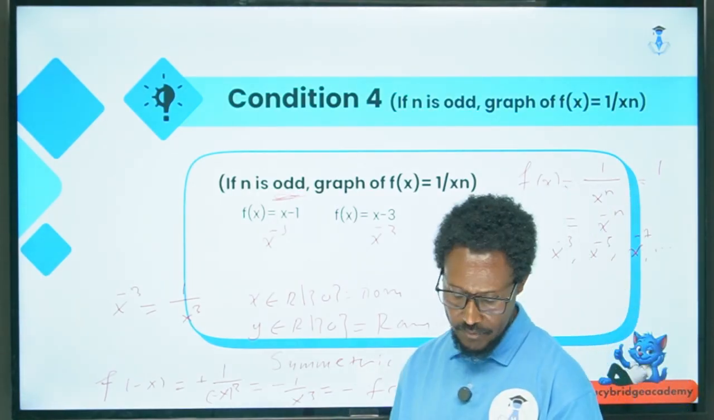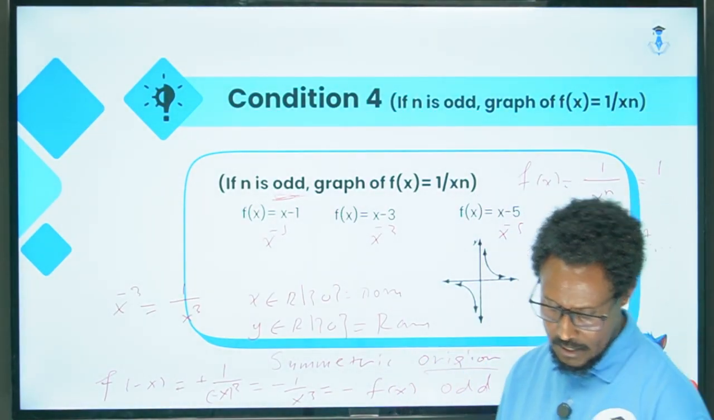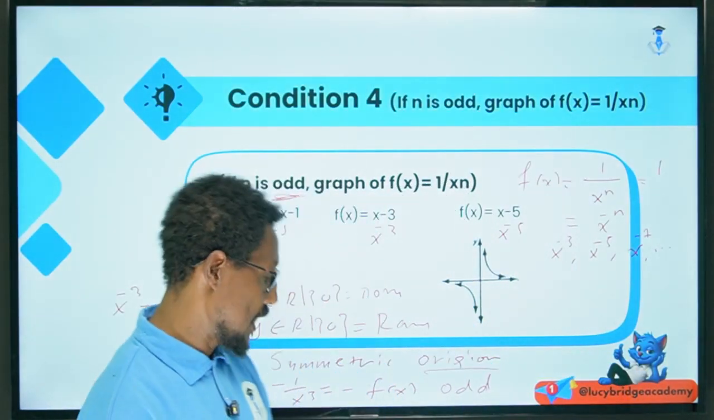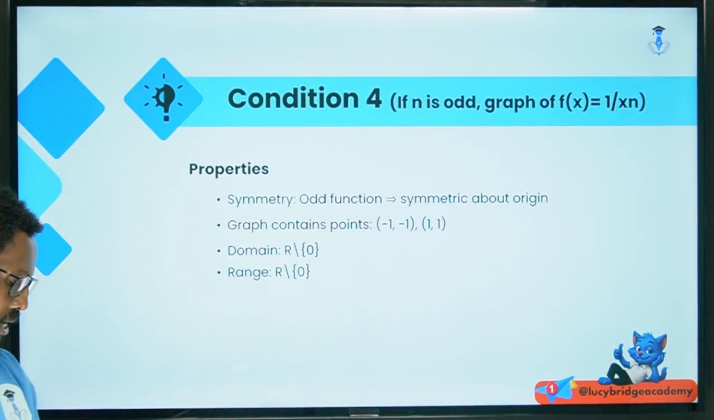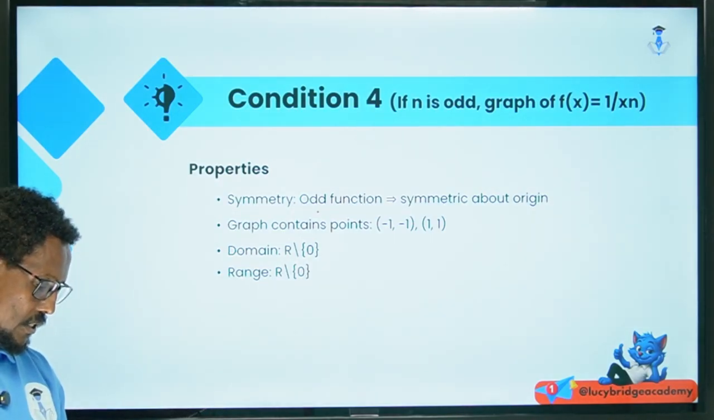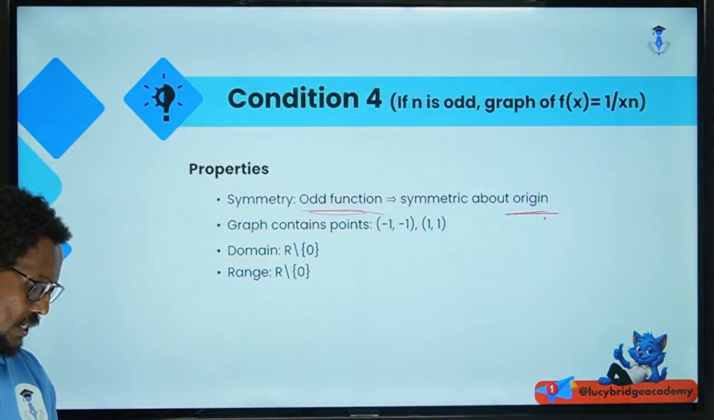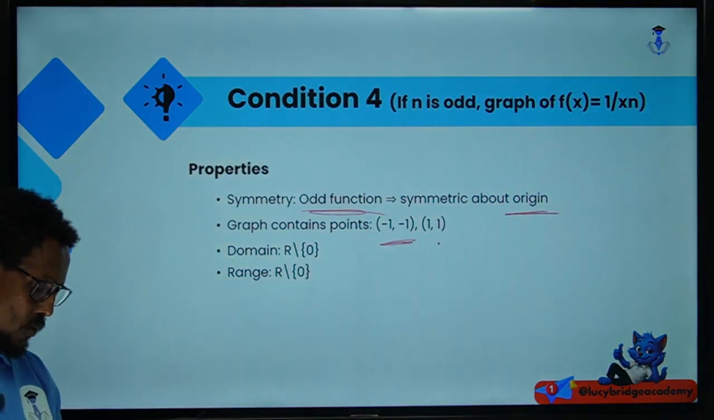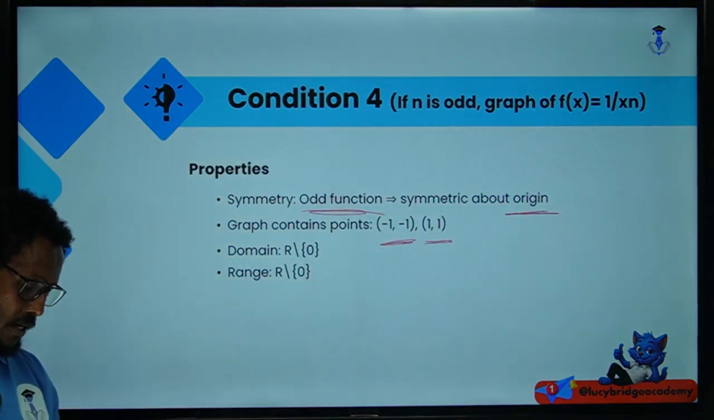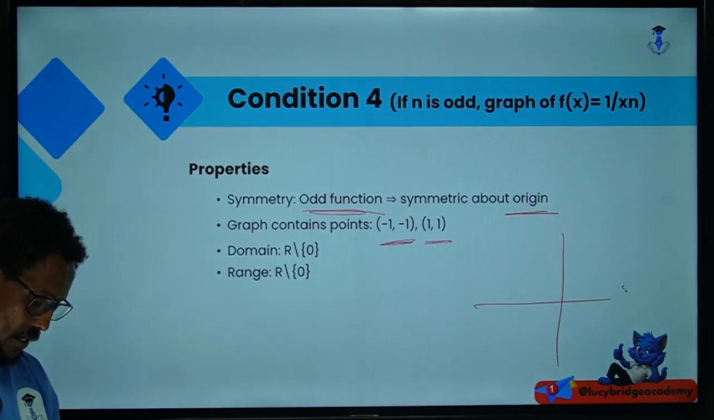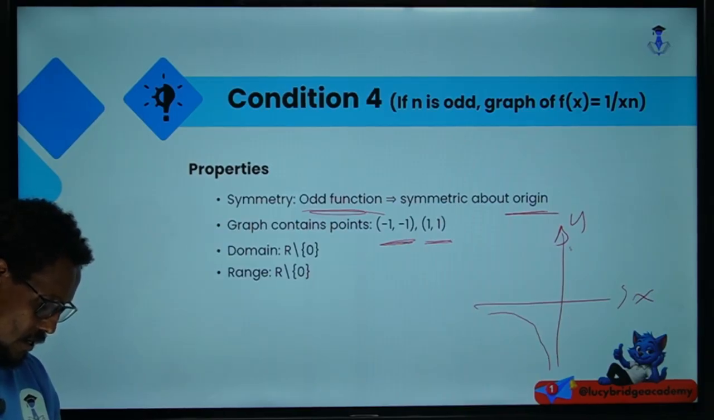It is odd and symmetric with respect to the origin; the domain and the range are the set of all real numbers except 0. It is an odd function, symmetric about the origin. The graph contains the points -1, -1 and 1, 1. This is the point 1, 1, and this one is the point -1, -1.